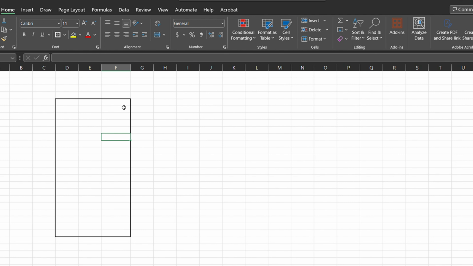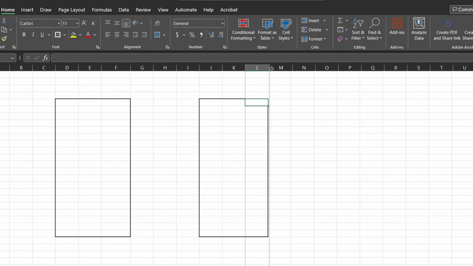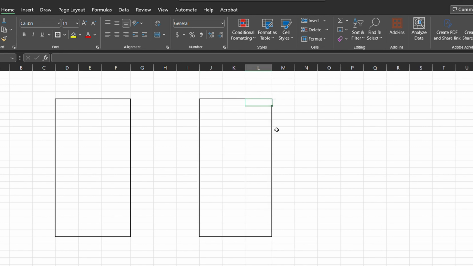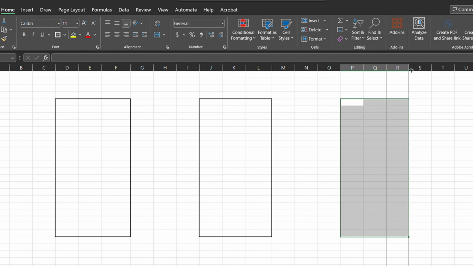Okay, I'm going to do another one. Three down, this many across, choose thick outside border. Then I'm going to take this one and slide it over so I have enough room. And then I'm going to do the same exact thing. Three down, thick outside border. Then I'm going to take this cell and slide it so it's a little bit wider.